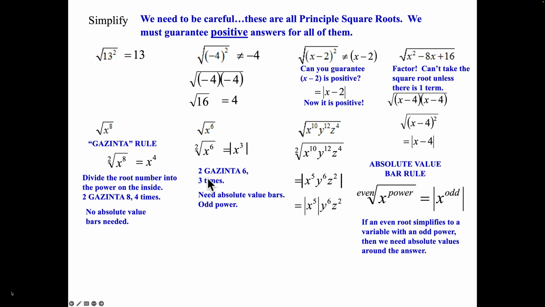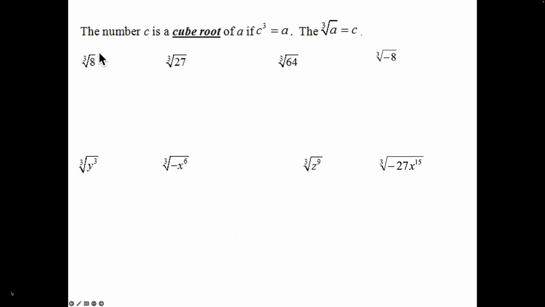All right, now we're going to cube roots. The number c is a cube root of a. If c to the 3rd power is equal to a, then the cube root of a is equal to c. So the cube root of 8, if you take the 8 and break it down to 2 and a 4 and a 2 and a 2, this is really the cube root of 2 cubed. They cancel each other out, and 2 is the answer.